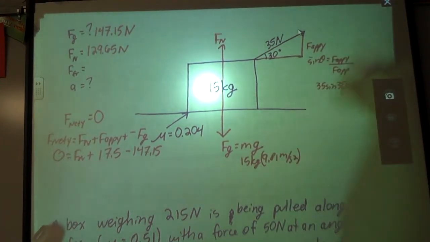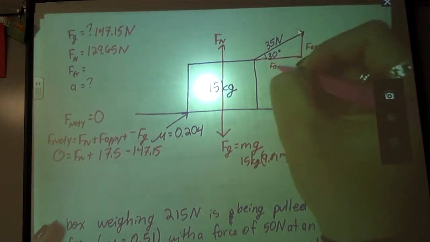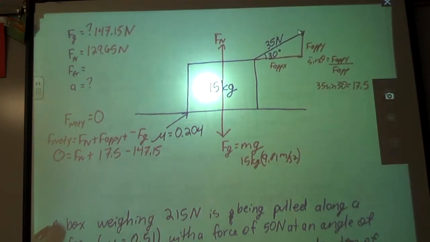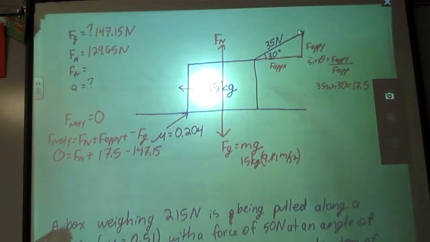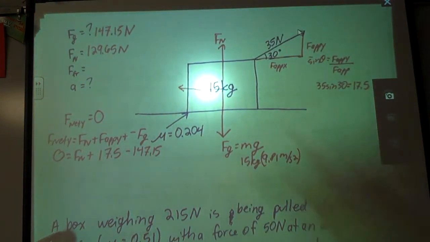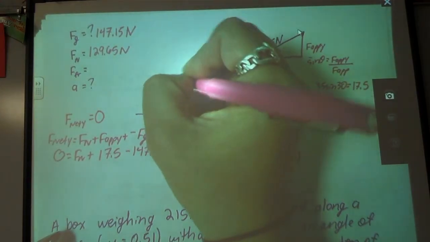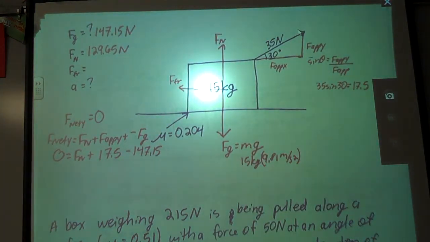So in the x direction, I have the applied force, the x component of my applied force, but remember this is on a bumpy floor. This is not a slick floor. So I also have a friction force that is opposing that forward motion. Otherwise it would just fly to its heart's content.